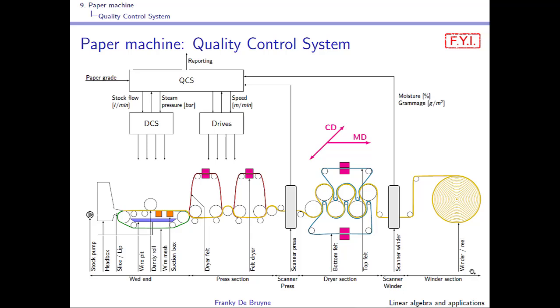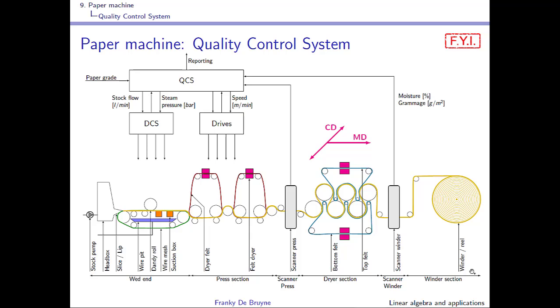Moisture is either controlled using speed or steam pressure. If speed is used, you're influencing the amount of time that the paper web stays in the dry section. If you're using steam pressure, then you're directly influencing the temperature of the steam heated cylinders.